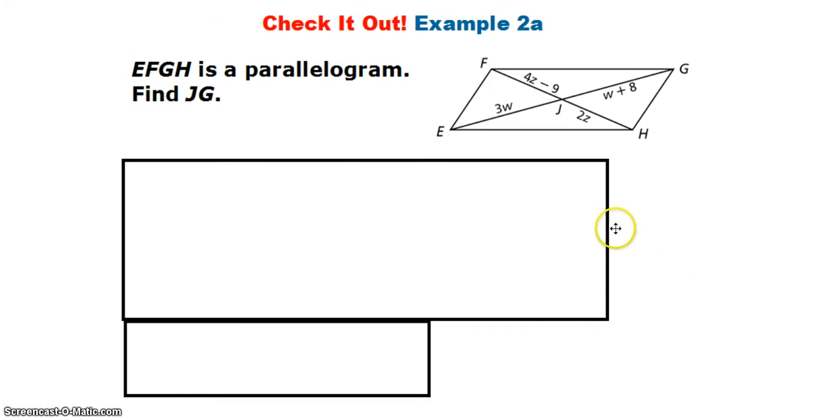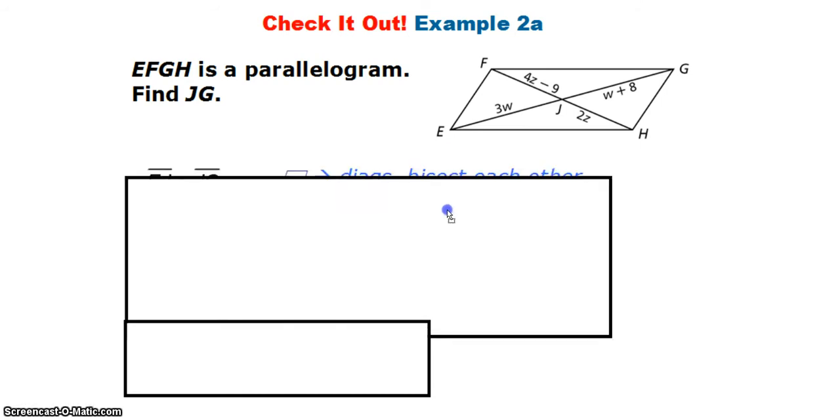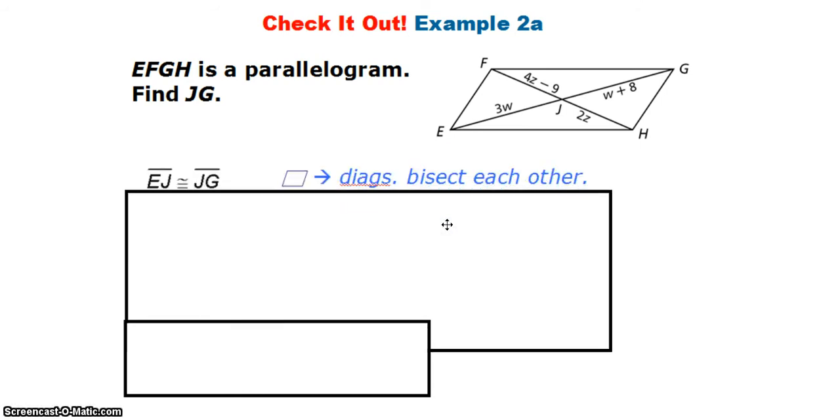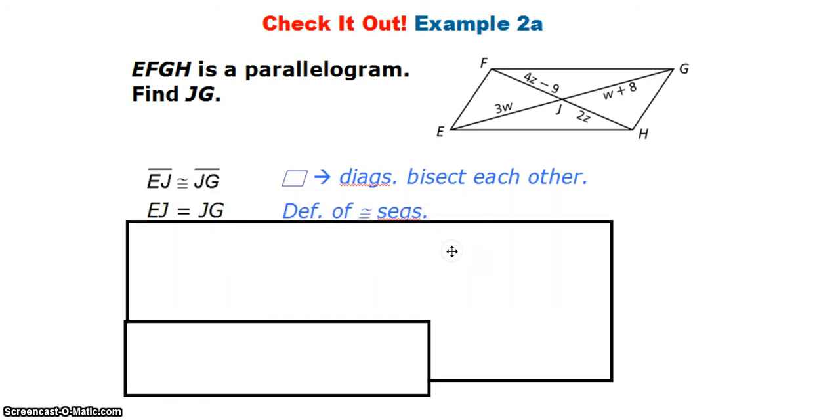Pause, come on back. JG. Okay, JG we know is on the diagonal EG, and because it's being bisected by FH, JG equals JE, right? So we can say that EJ is congruent to JG. Diagonals bisect each other, so they are equal, definition of congruent segments.